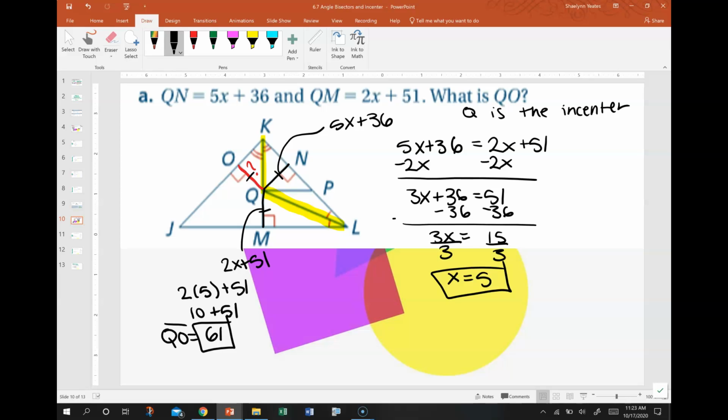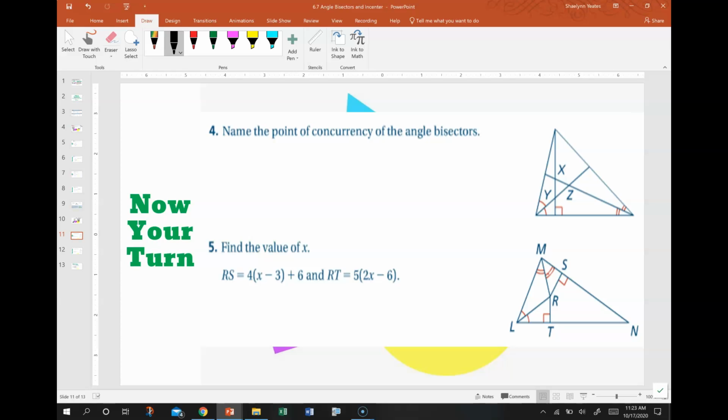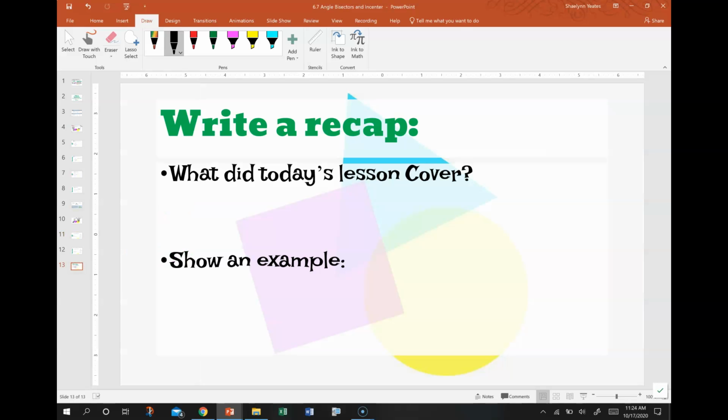Alright, we were able to do that because it was the angle bisectors that met that are equidistant from all the sides. Now you're going to name the point of concurrency of the angle bisectors. Only one of those letters is where the angle bisectors meet. And then on number 5, you're going to find the value of x. Look at the pictures, see what you can tell about those RS and RT. And once you finish those two things, you're done for the day. Please write a recap and you are good to go.